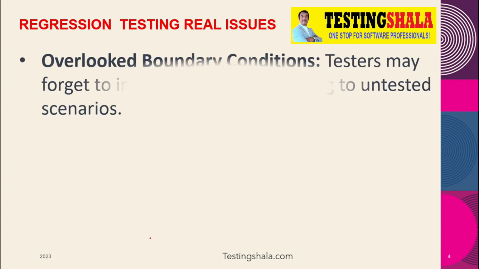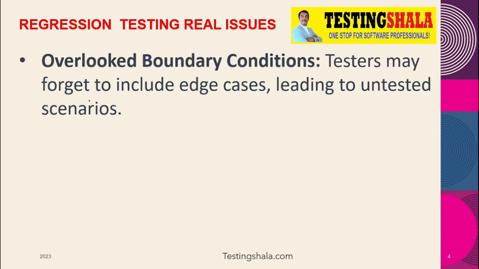And the next type of issue we normally face is overlooked boundary conditions. Testers normally concentrate on the positive cases. We may ignore or forget the edge cases, which are negative cases. And if you are not testing those boundary conditions, definitely we may get into bigger challenges whenever customers find it.